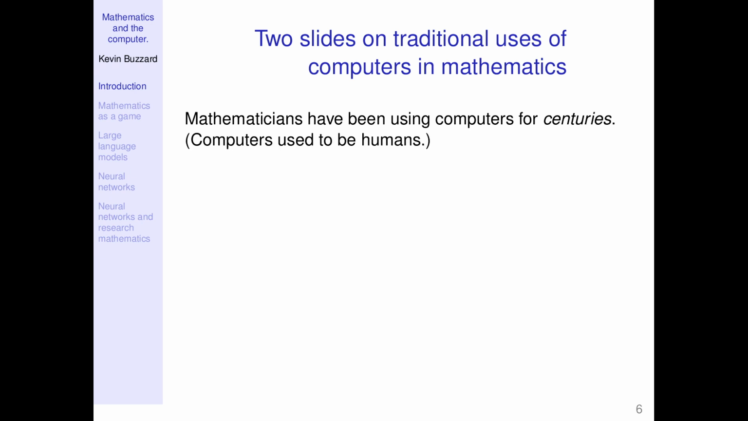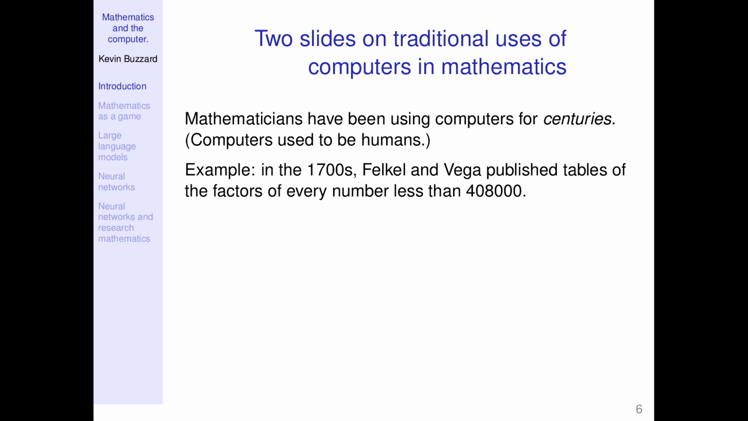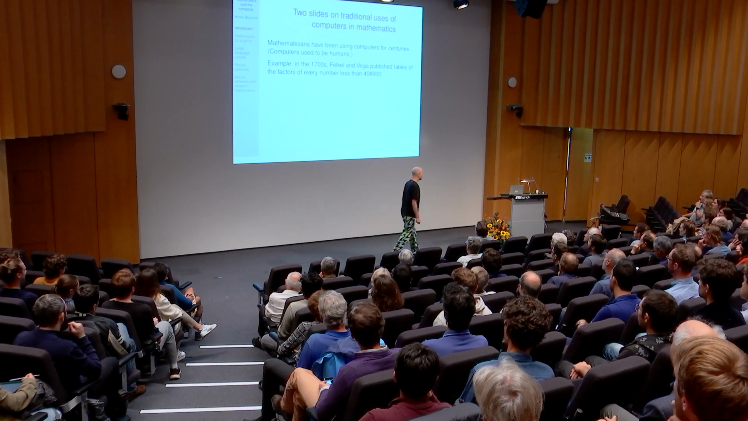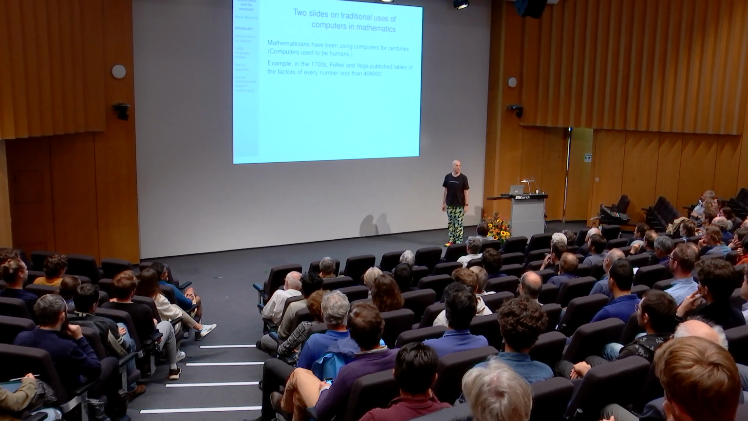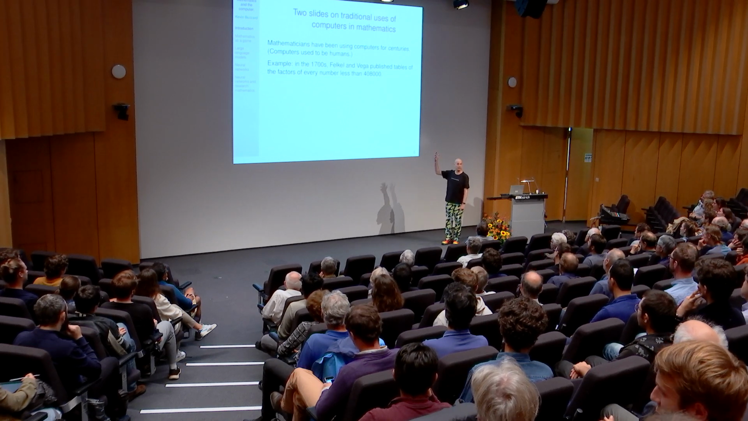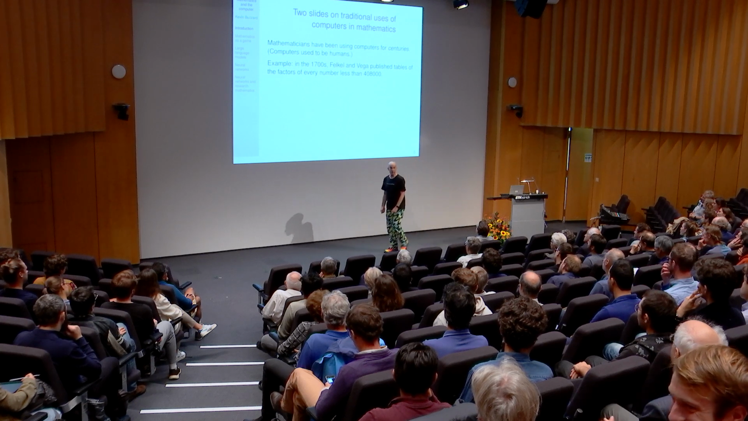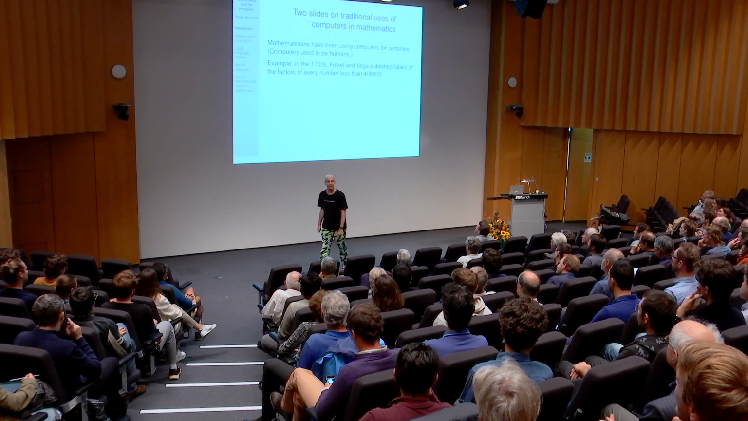The idea is that even before computers were machines, people were still talking about computers, but they were humans doing calculations. And one early example of computers really changing mathematics, giving us insights, is that in the late 1700s, these 2 human computers, Felkel and Vega, factored every number less than 408,000. They broke all of those numbers down into prime numbers, and as a consequence of their work, they worked out how many prime numbers there were less than 408,000.